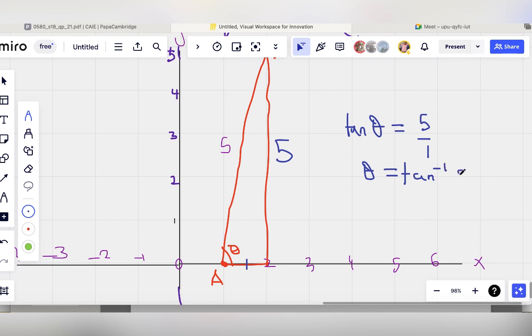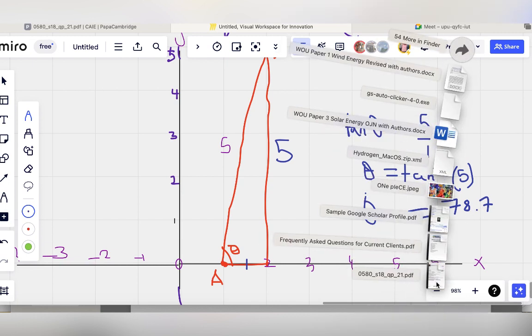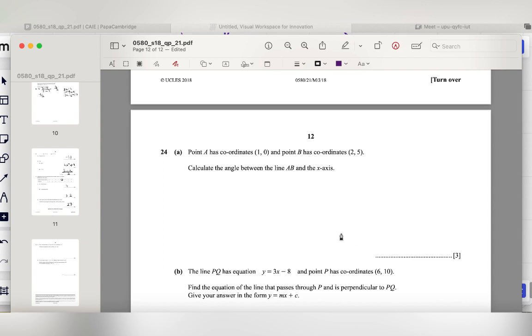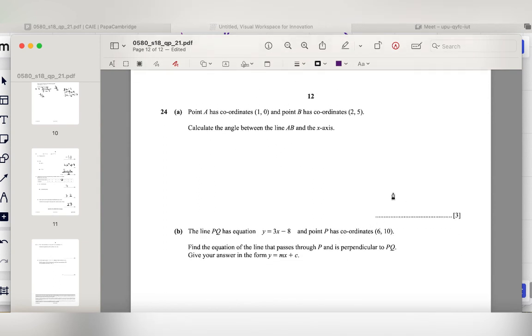So when we press the tan inverse of 5, what do we get? 78, right? Theta, the tan inverse of 5, we'll get approximately 78.7. So that's what we get for the angle between the line AB and the x-axis. So this one is 78.7.